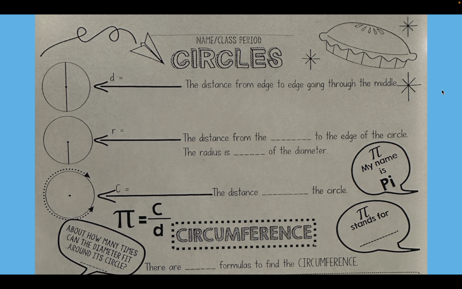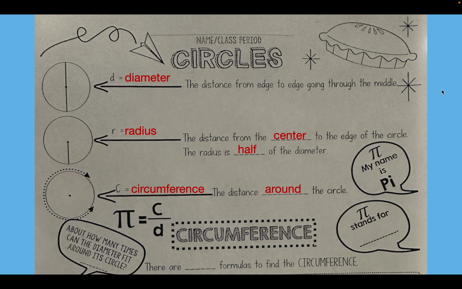Alright, go ahead and get this worksheet so we can get it started. D stands for diameter. The diameter is the distance from edge to edge going through the middle. R stands for radius, and that is the distance from the center to the edge of the circle. The radius is half of the diameter. C stands for circumference, which is the distance around the circle.